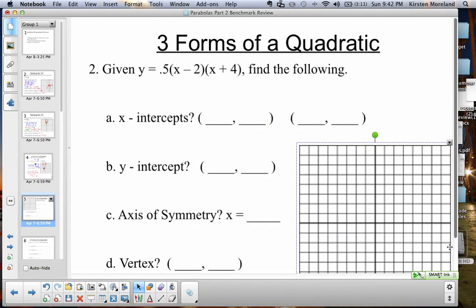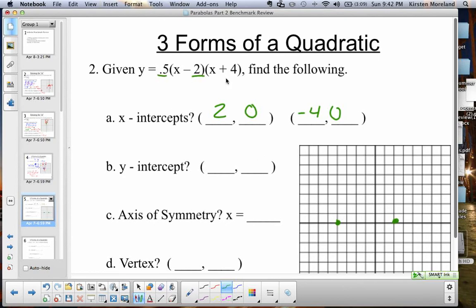All right, so we're going to start on this one. If you're still working on it, keep pausing it. So the x-intercepts are at 2, 0 and -4, 0. So 2, 0 and 1, 2, 3, 4, you get a 4. To find the y-intercept, remember that's really just like multiplying all three of these numbers. So it's 0.5 times -2 times 4. Half of -2 is -1, times 4 is -4. Remember the x-coordinate is really 0.